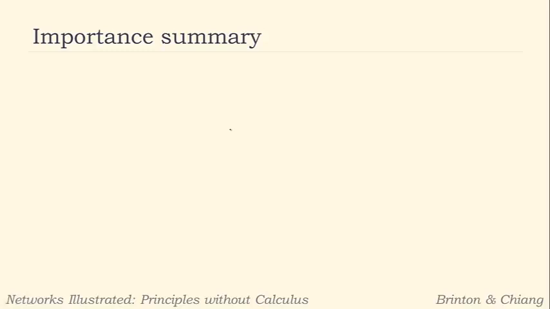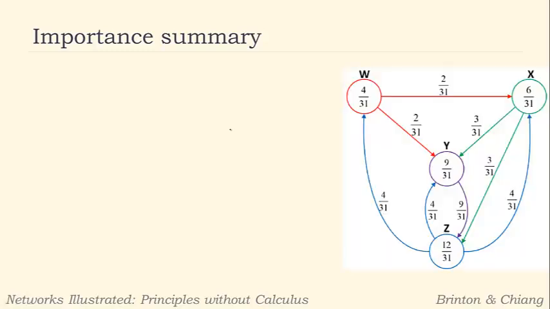So now let's summarize the importance score findings and compare again back to the in-degree measurement that we had in the beginning. Here we're showing in each node the importance scores that we got: W is 4 over 31, X is 6 over 31, Y is 9 over 31, Z is 12 over 31. And you can see how they split out. So 4 over 31 goes to 2 and 2, and so on. And then 6 goes to 3 and 3, 12 goes to 4, 4, and 4, and things along those sorts.